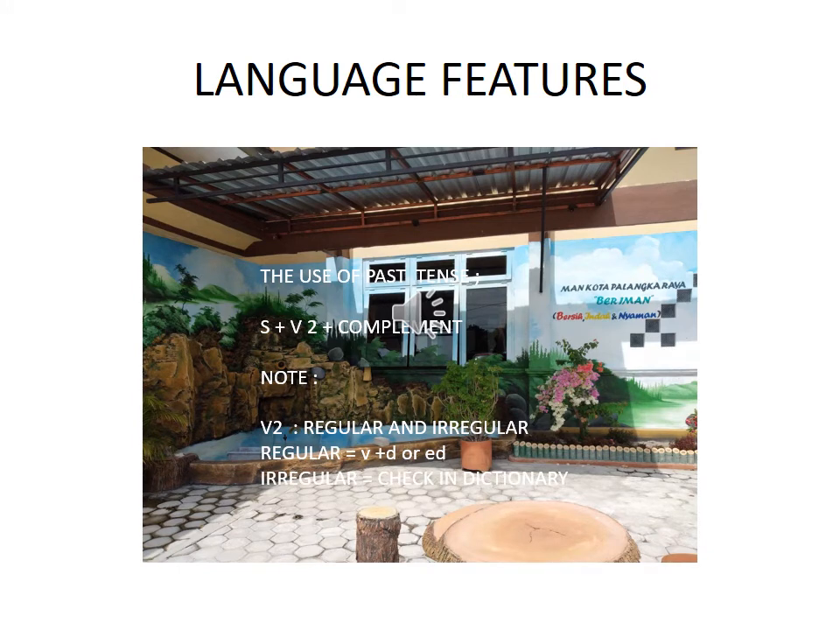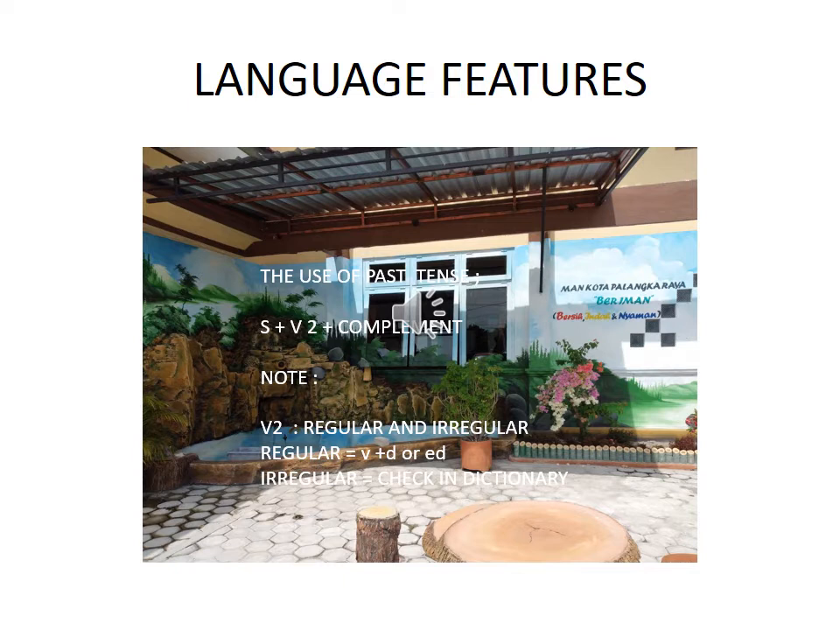And let's talk about the language features used in recount text. Past tense is the main tense used in recount text. There are two types of verbs used in past tense. The first one is regular and the second is irregular.